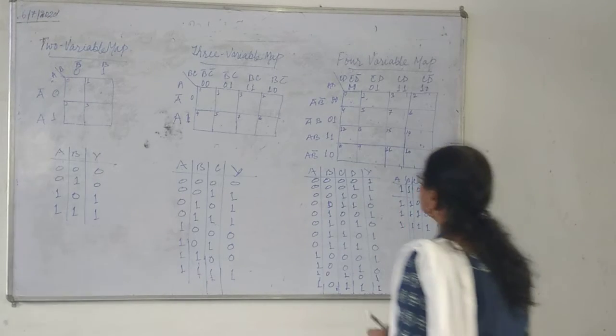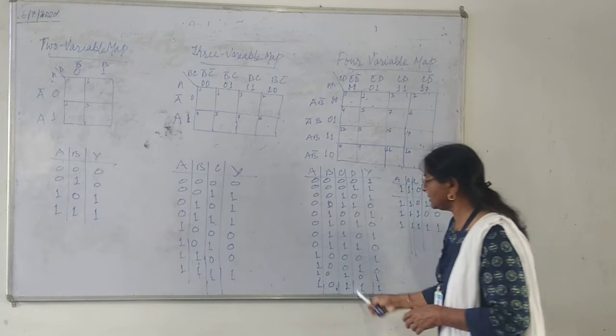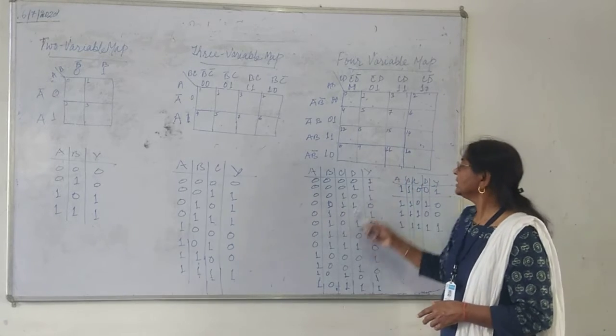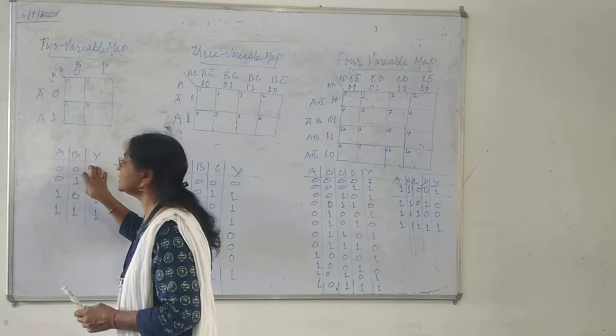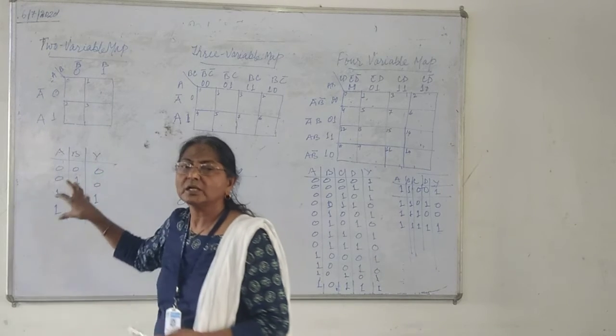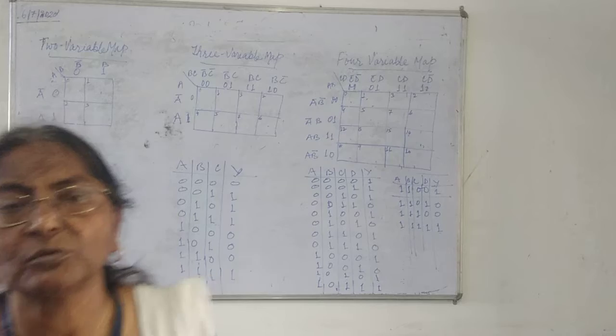Simple. In the same way, here it is a 4 variable table, and I have taken the output as 1, 0, 0. Then what do I have to do? I just want to write down the sum of product equation for the first table. What will I do?